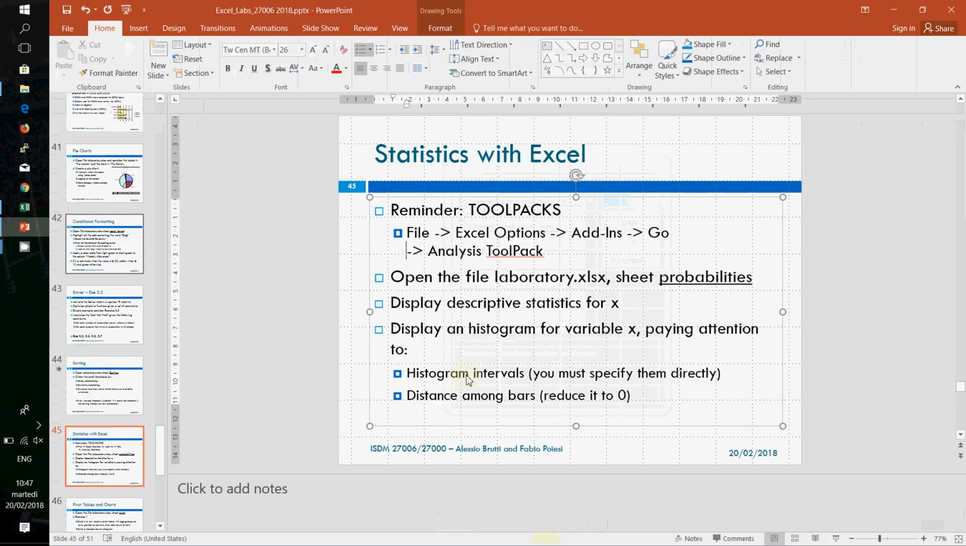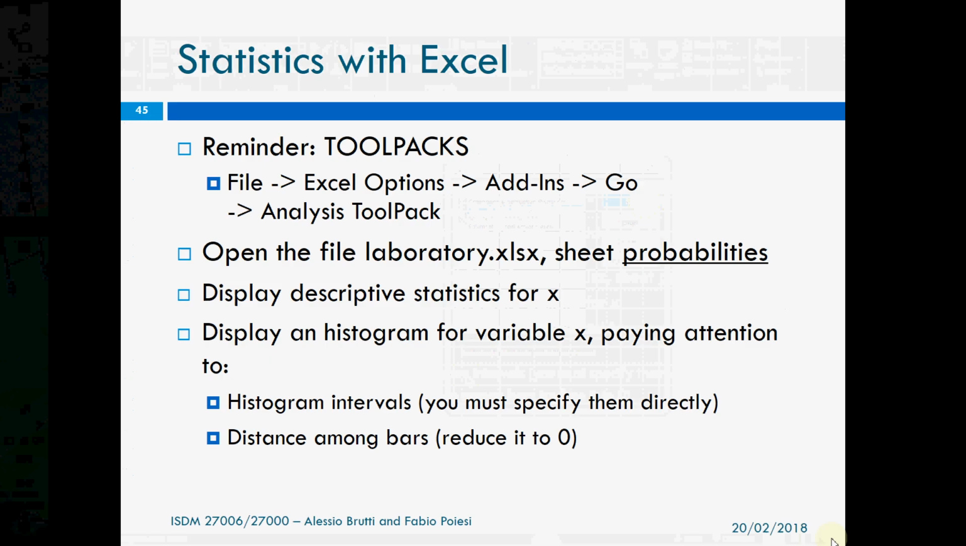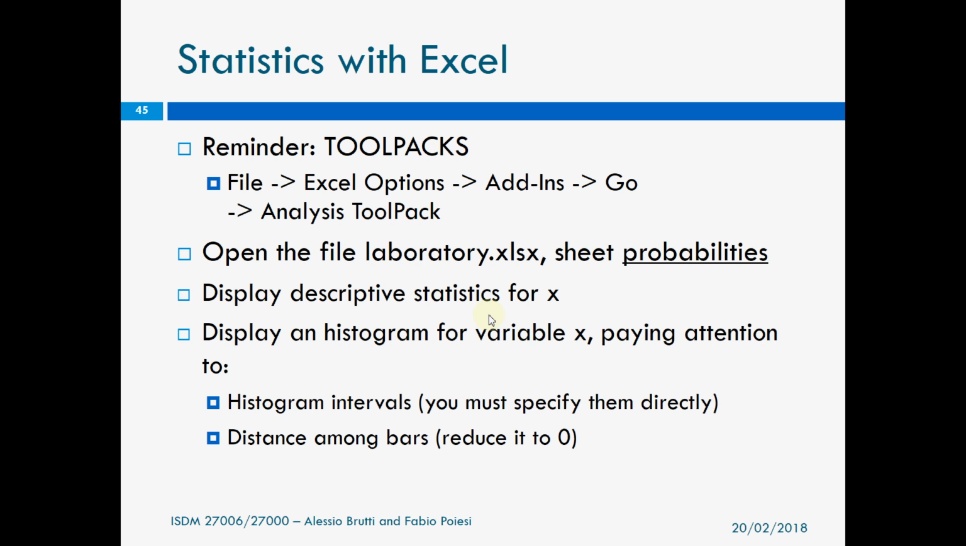So let's see this exercise. We have to open the document laboratory.excelExe10 and we have to consider the sheet probabilities. There we have in column A a series of numbers for a random variable x. So what we have to do, first of all, we have to display a descriptive statistics. And then we want to create a histogram for variable x, so representing the distribution of x.